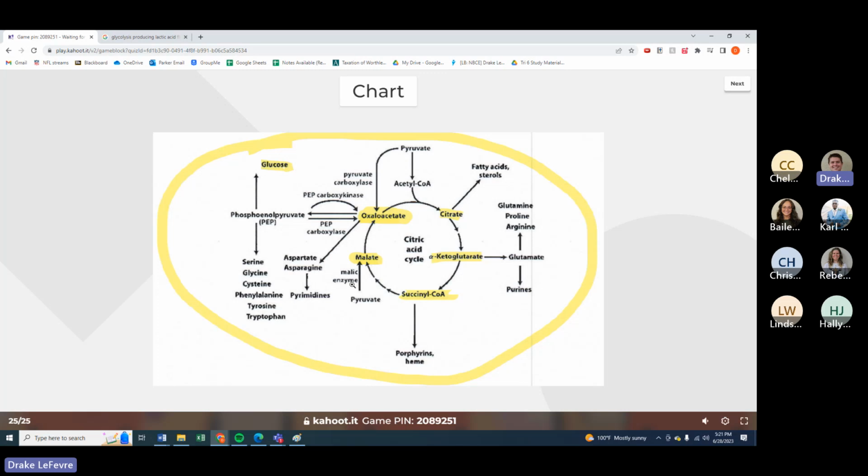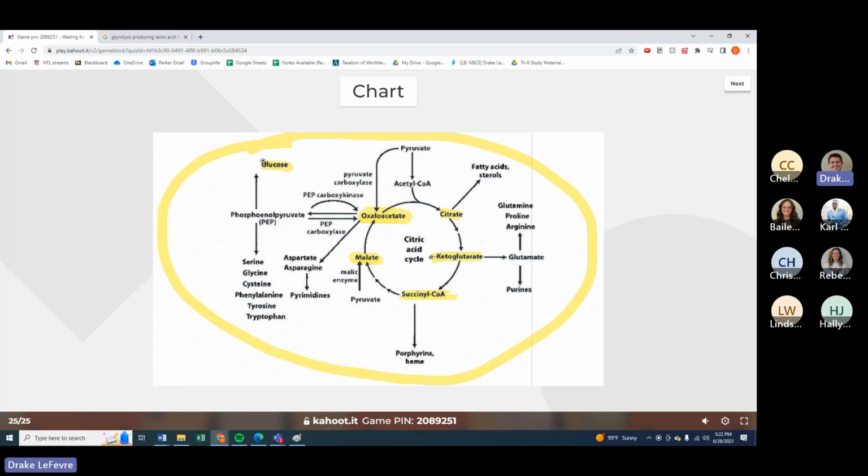Pyruvate, we have a malic enzyme pathway that can convert pyruvate directly to malate and enter the citric acid cycle this way. And then oxaloacetate, a whole bunch of stuff can happen with oxaloacetate. It can be converted back to phosphoenolpyruvate and go backwards to produce more glucose, or it can be used to produce a whole bunch of different amino acids.